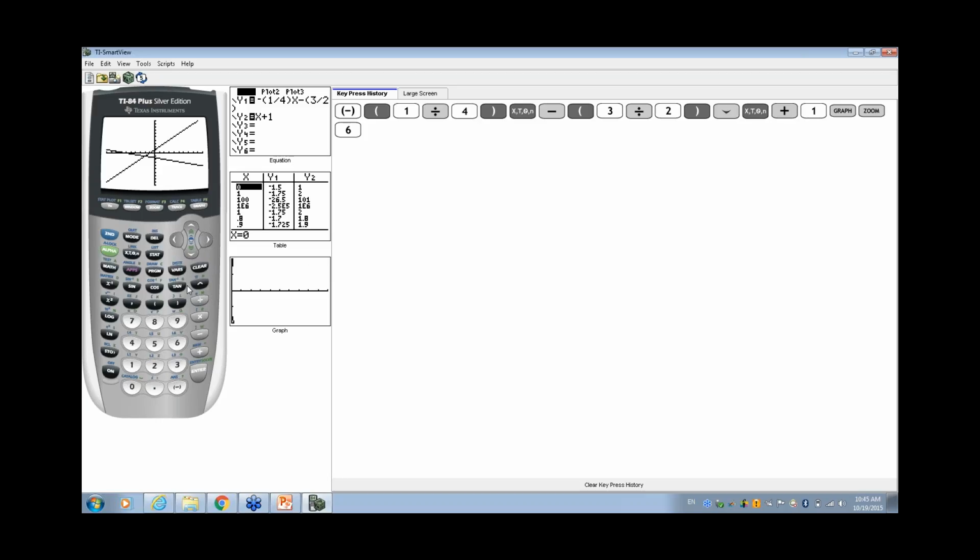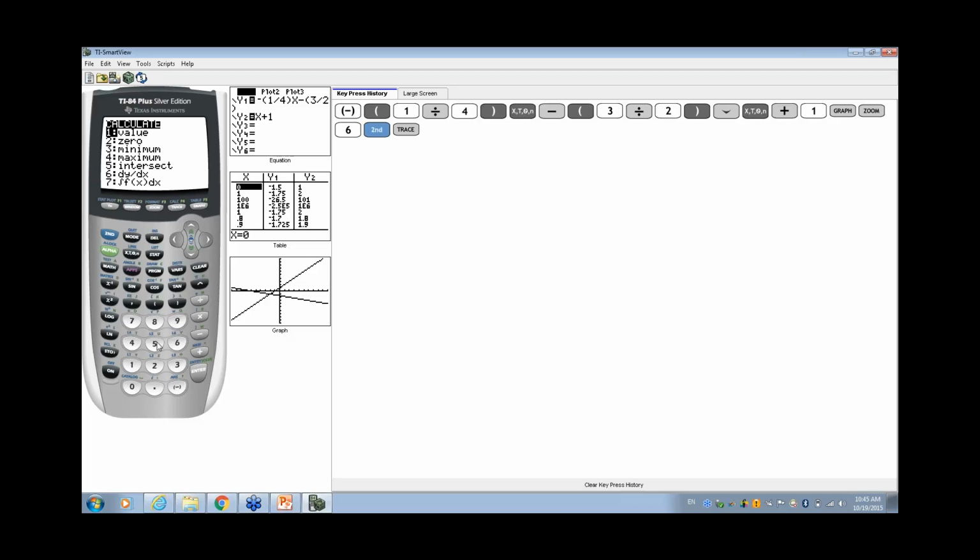Now, if you want to know what this point is where they cross, for those of you who don't know how to do it, I would suggest you get a pen and paper and write down my steps. So I'm going to do second trace. You got that?